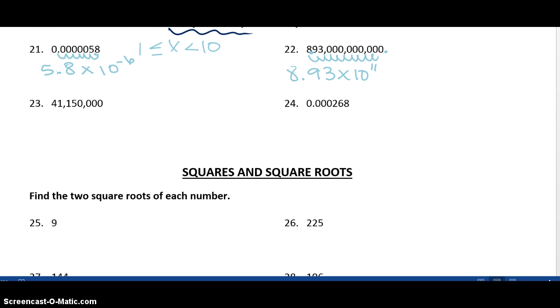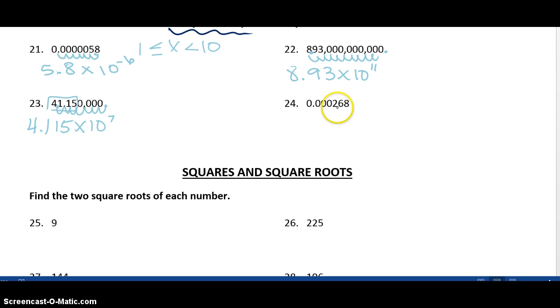For 23, I want my decimal to be between my 4 and my 1. I remember I have to use all of my digits. So it's 4.115 times 10. I have to figure out how many times I have to swoop my decimal. 1, 2, 3, 4, 5, 6, 7 times. So it'll be 10 to the 7th.